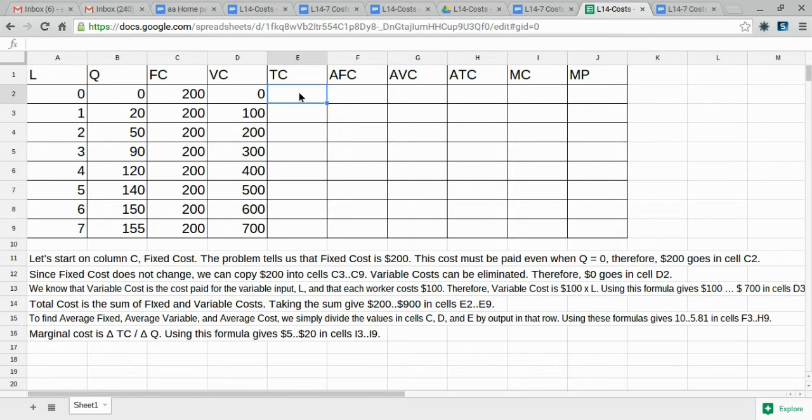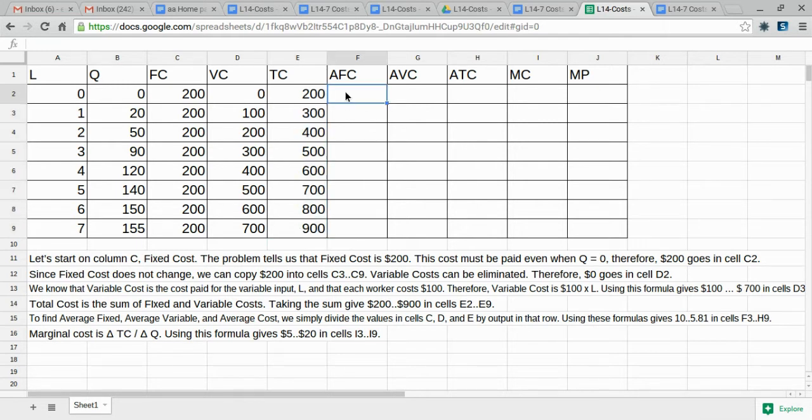Total cost is the sum of the fixed and variable cost. So we'll take the sum of 200 plus 0 in the row when L is 0. That gives us a total cost of 200. We can copy that down and see what happens to total cost as L changes from 0 to 7. We see that total cost goes from 200 up to 900.